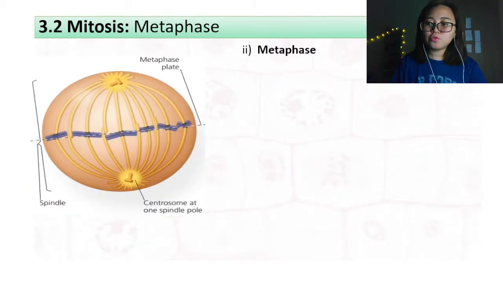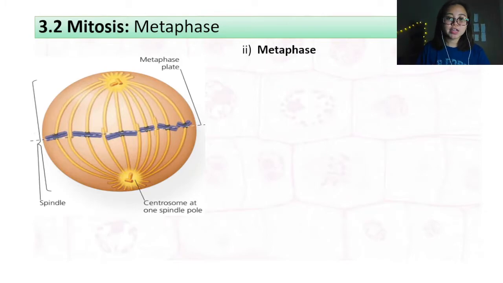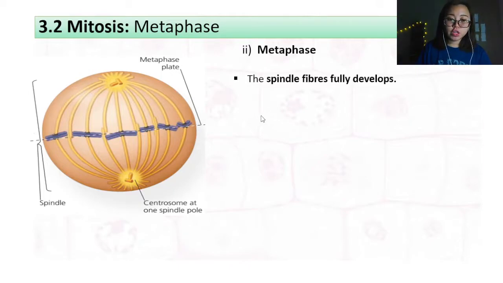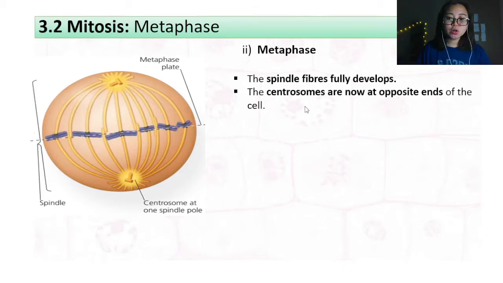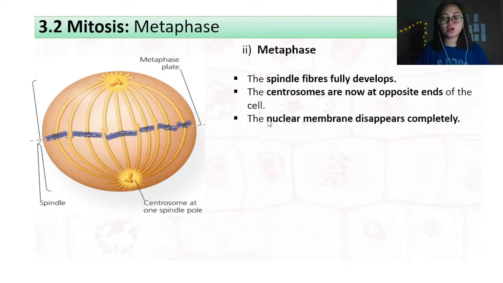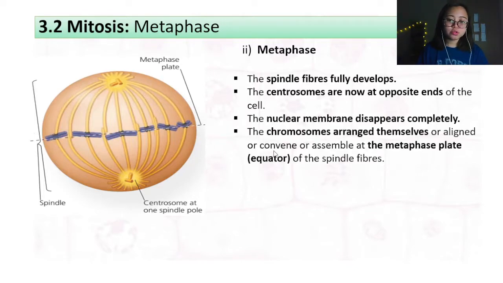Alright, we are moving on to the next stage. So the next stage in mitosis is metaphase. Now the spindle fibers fully develop. Okay, nampak sudah dia sudah cukup panjang. The centrosomes are now at opposite ends of the cell. Diorang sudah sampai di kutub yang bertentangan. The nuclear membrane disappears completely. Nuclear membrane memang langsung tiada sudah.